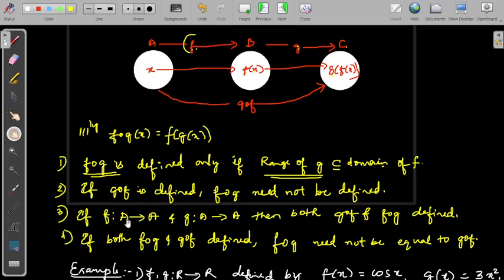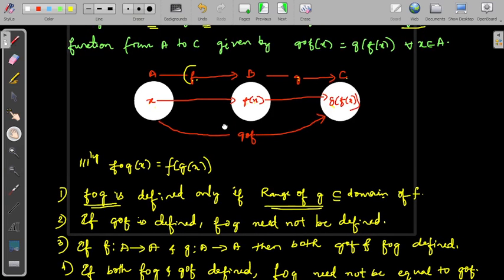Next, the third one: if f is a function from A to A, and g is also a function from A to A, same sets involved, then both g composite f and f composite g are defined. This is very clear. g composite f means g first, f next, and there is always a connection because the sets are the same. A to A, again from A to A. If both f composite g and g composite f are defined, f composite g need not be equal to g composite f. In all the cases, this need not happen. Composition of mappings need not be commutative in all the cases. These are some observations made after defining the composition of two functions.